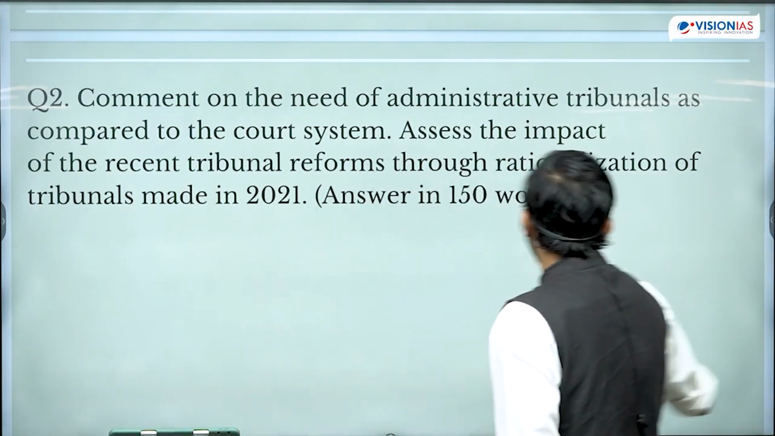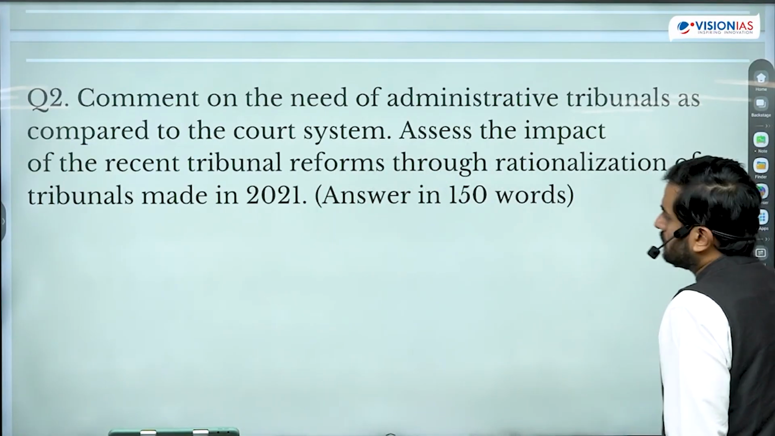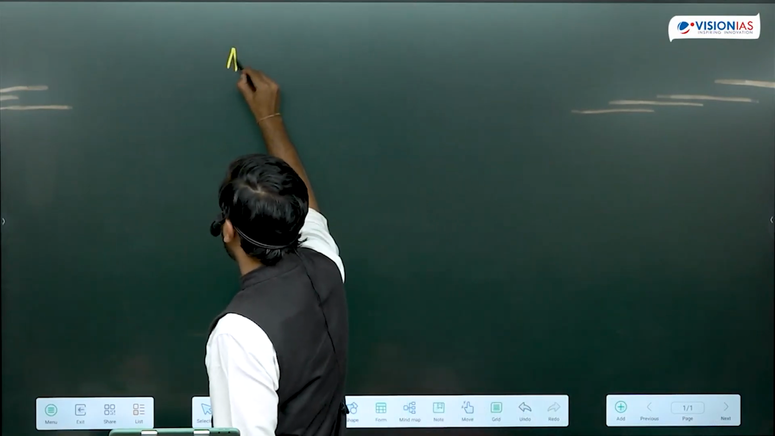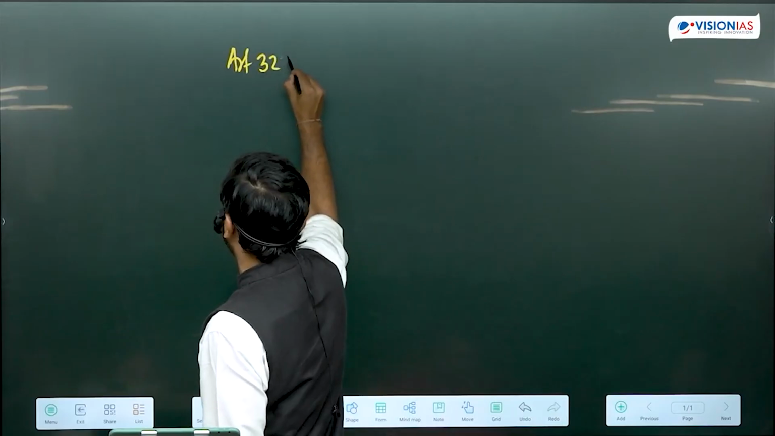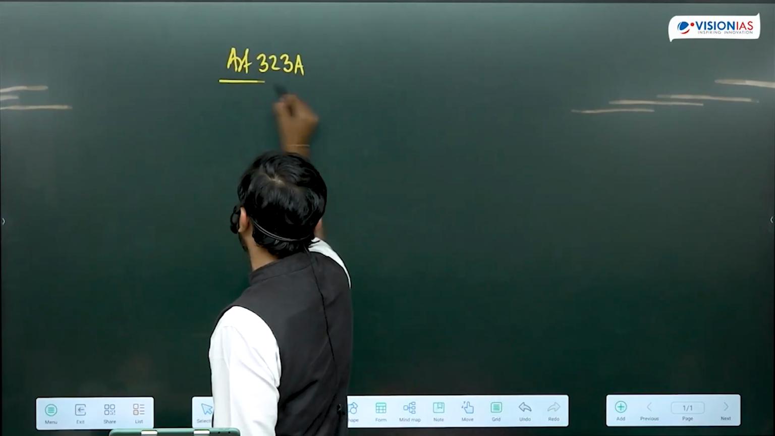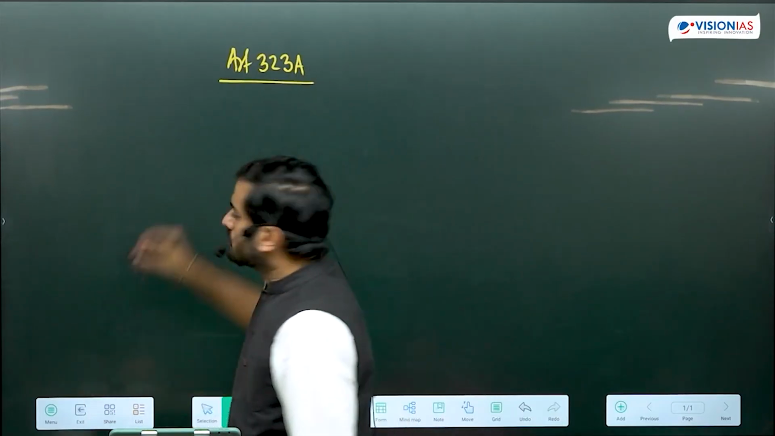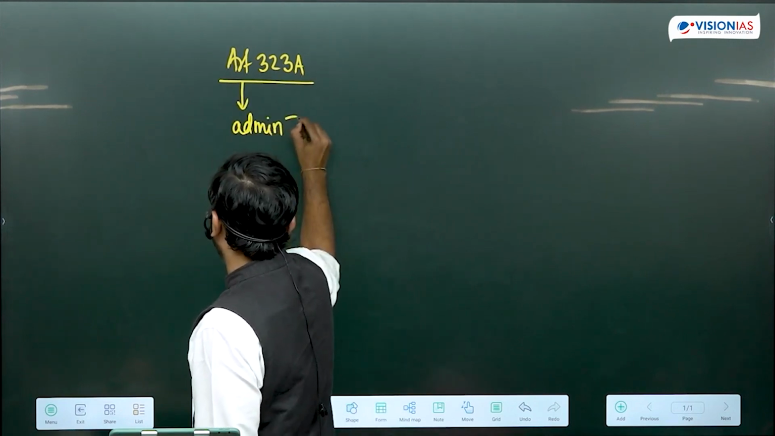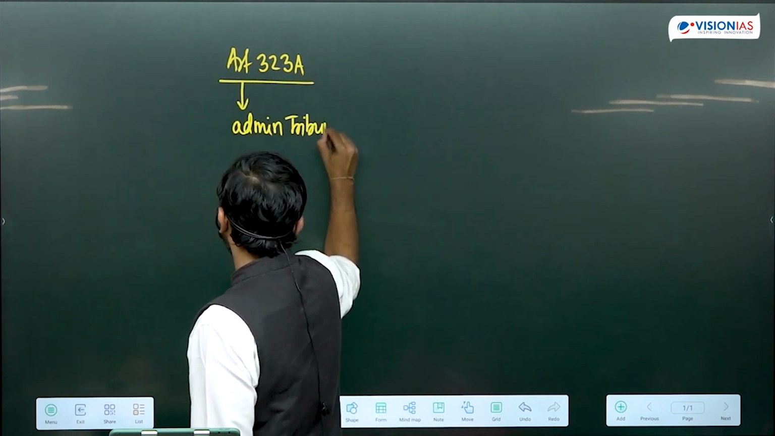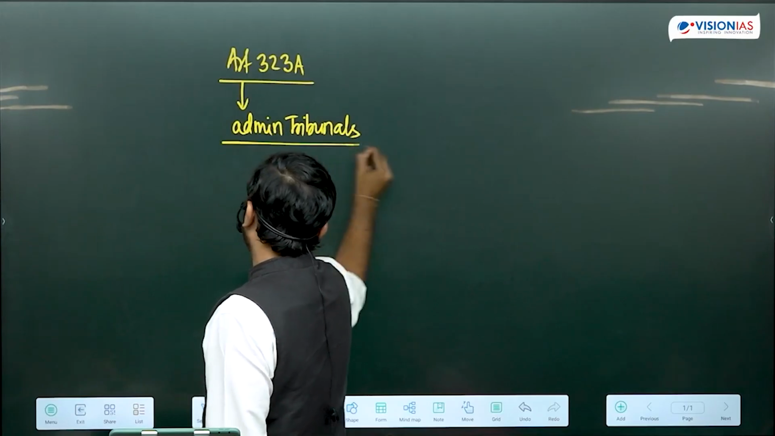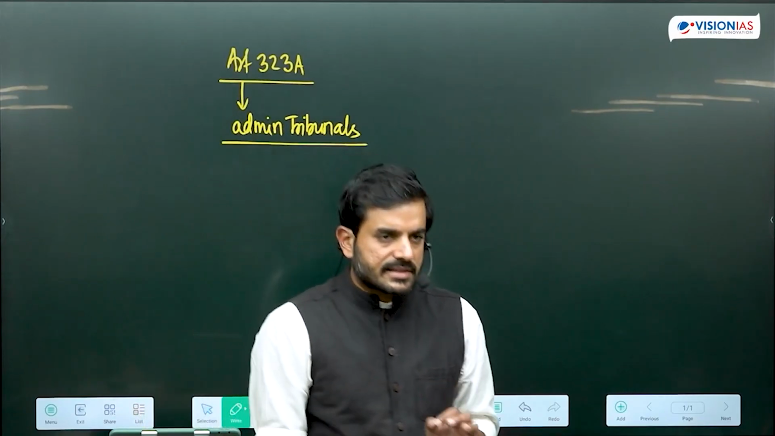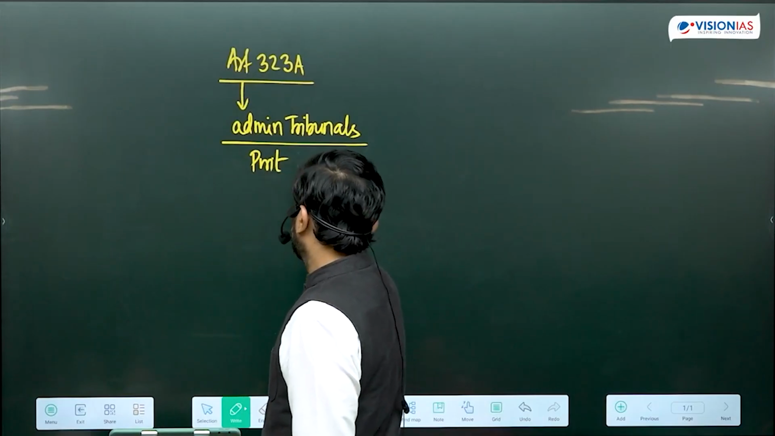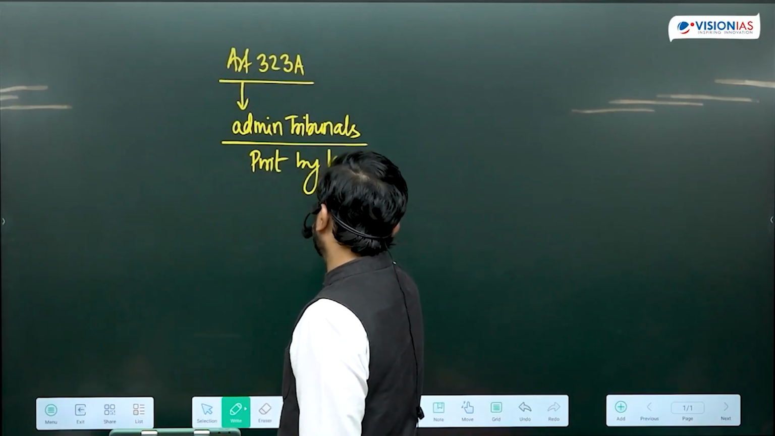That's the thing. Now, again, in this question, the introduction can be very straightforward. You simply start with Article 323A of the Indian Constitution, which allows for setting up administrative tribunals in India as per a law of the Parliament. So Article 323A basically says that Parliament can make a law and can set up administrative tribunals in India.